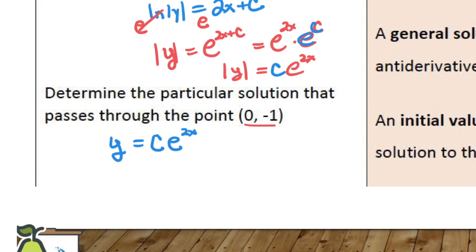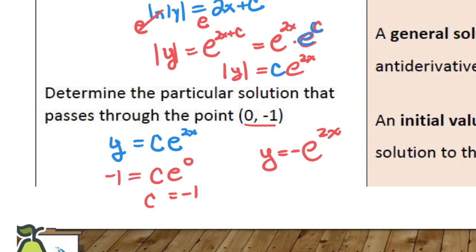Now, in this particular problem, we can find the particular solution given that x is 0 and y is -1. So we get -1 equals c e to the 0, or c is equal to -1. So our particular solution for this problem becomes y equals -e to the 2x.